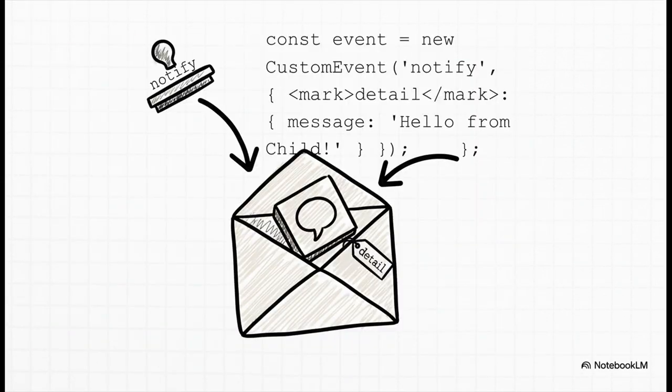All right, let's look at the actual code. We're creating a new custom event, and the first thing we do is give it a name. Here, we're calling it Notify. Now, that name is super important because it's how the parent is going to know what to listen for. Then, inside that second argument, we have our detail property, which holds our message.